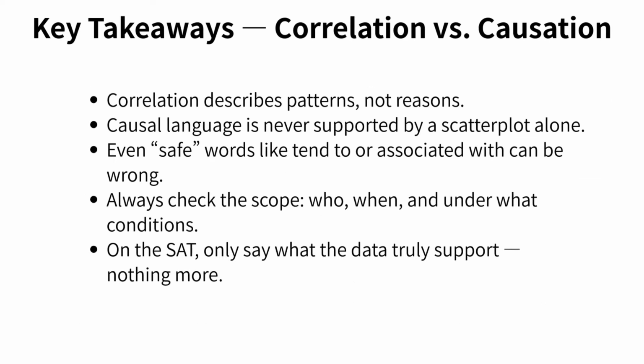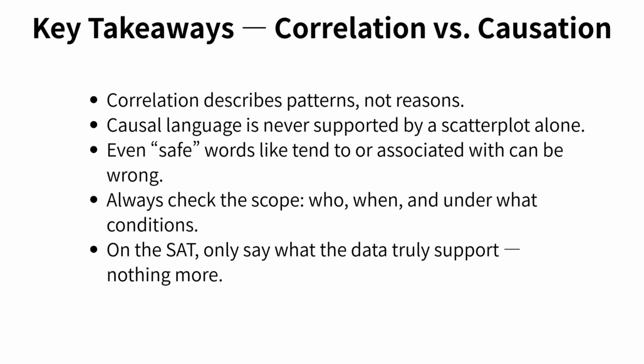Let's wrap up with the key takeaways from this lesson. First, remember that correlation describes patterns, not reasons. A scatterplot can show how two variables move together, but it never explains why. Second, causal language is never supported by a scatterplot alone. Words like causes, leads to, or results in should immediately raise a red flag. Third, even words that sound safe, like tend to or associated with, can still be wrong. What matters is not the word itself, but whether the statement matches the data exactly.